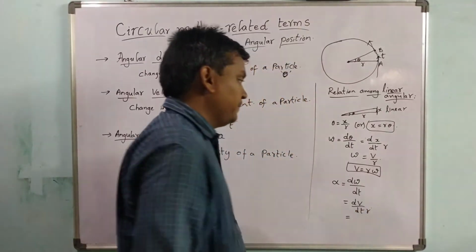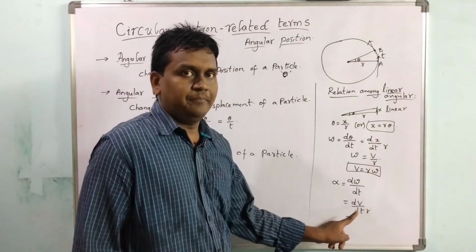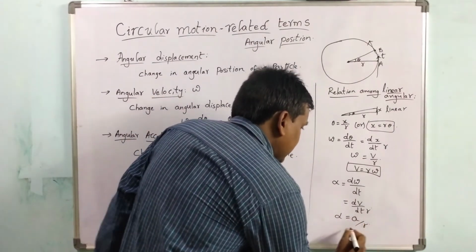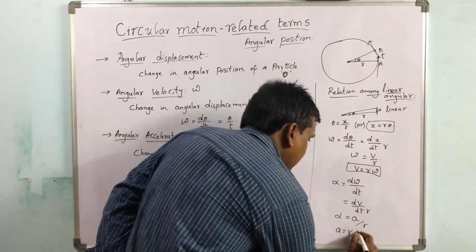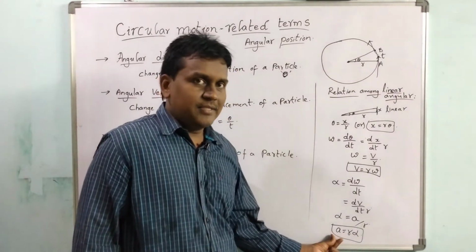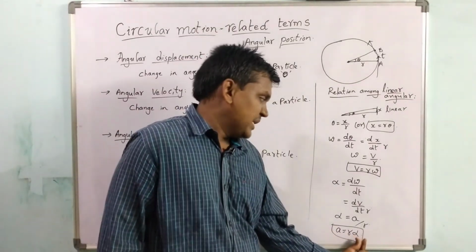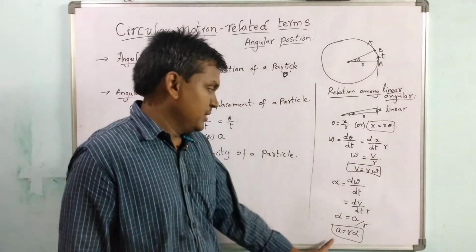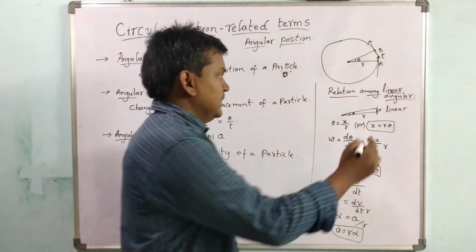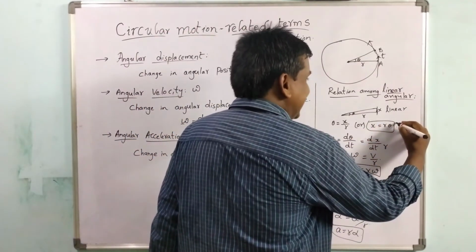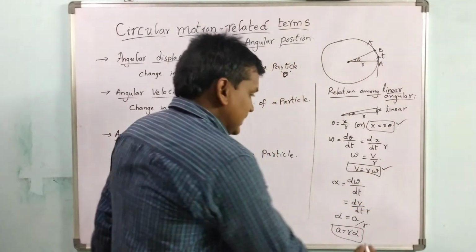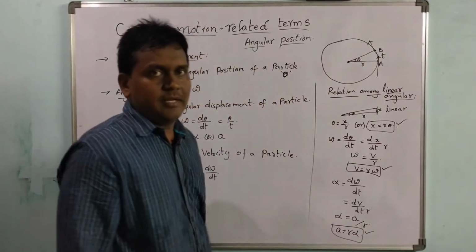So dv by dt, change in velocity per time, is acceleration. That means alpha is equal to a by r, and a equal to r alpha. A is the linear acceleration and alpha is the angular acceleration, so among these the relation is a equal to r alpha. So this is the relation between linear and angular displacement, this is the relation between linear and angular velocity, and this is the relation between linear and angular acceleration.